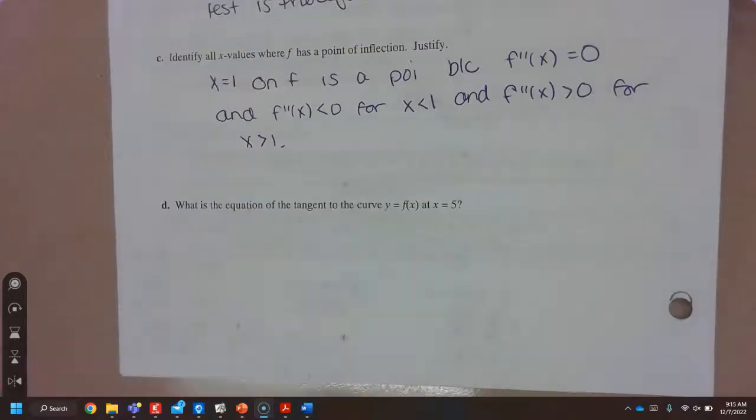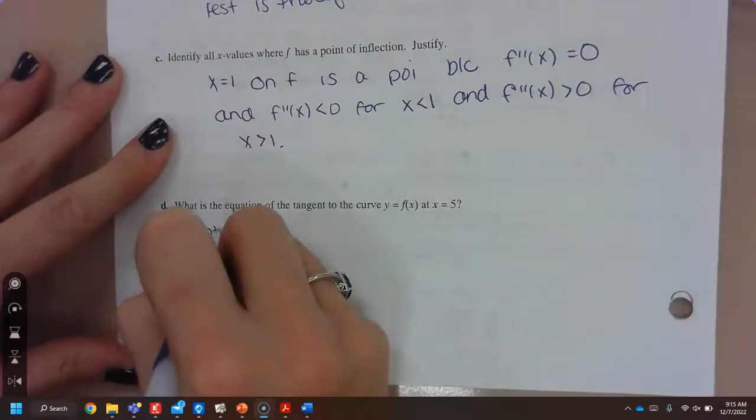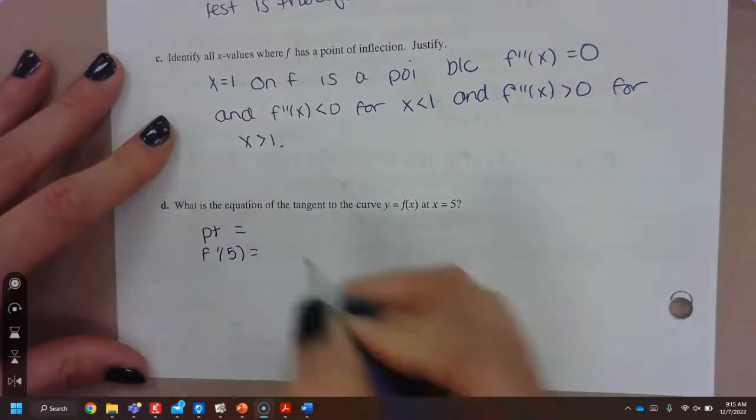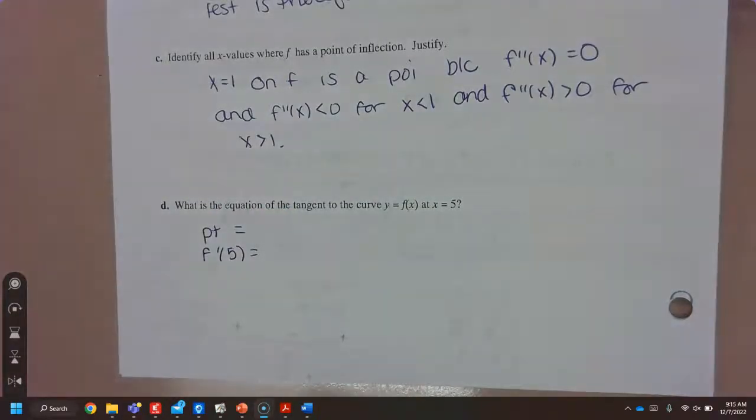And then, I mean, come on. They're not going to give you every problem about extrema. They're going to throw back in there a tangent line. So it says, what's the equation of the tangent line to the curve? And it's been so long since we did one of these. So remember, what do you need to write a tangent line? You need the point, and then you need the slope at that point. So the point is going to be when x is 5.